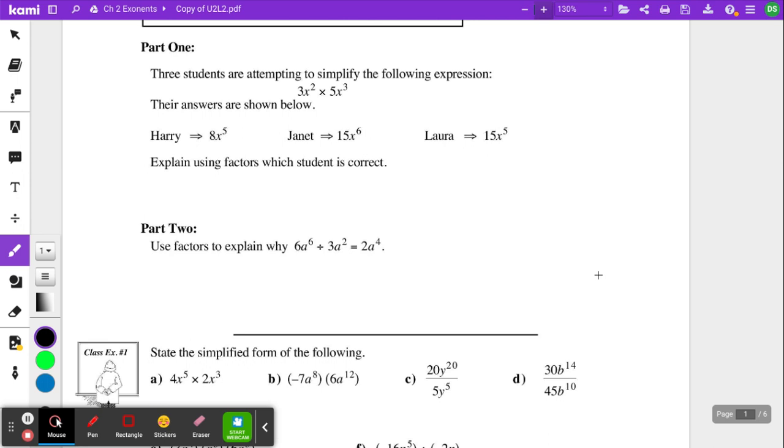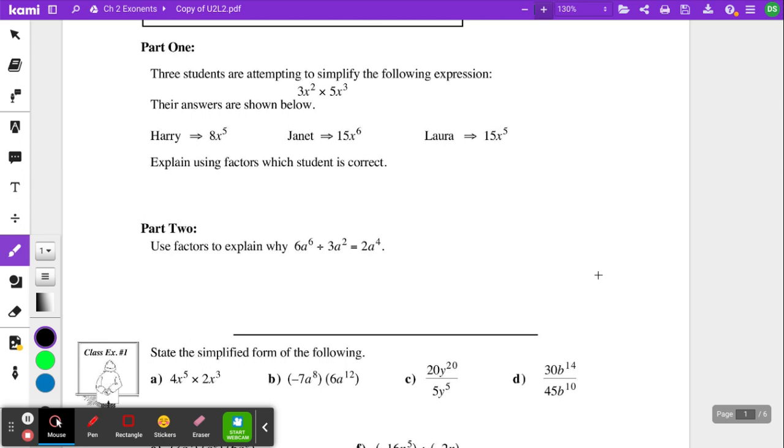Well, Harry's definitely not right because he did not multiply the 5 and the 3, he added. So forget him. How about Janet? How come you didn't choose Janet? What did she do wrong then? Oh, she multiplied the exponents. Remember when they each have their own base, right? They each have their own base. So there are 2 x's to be shown.